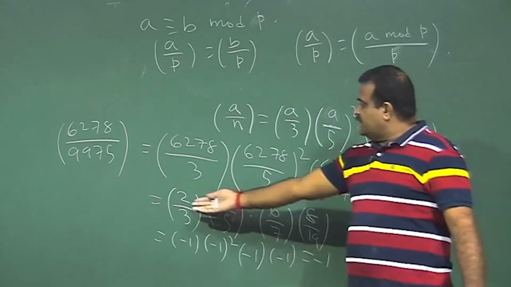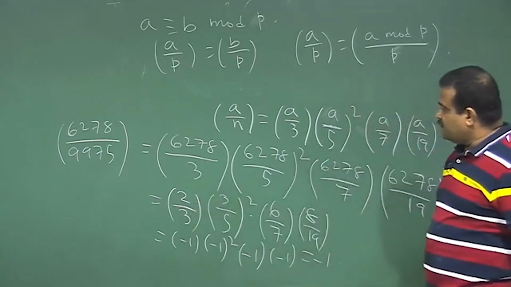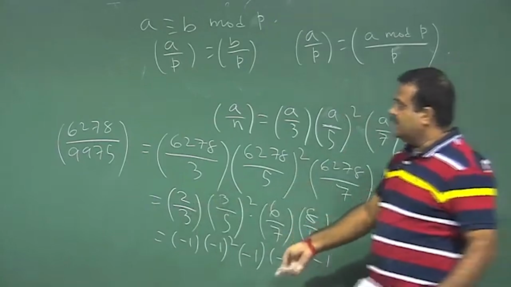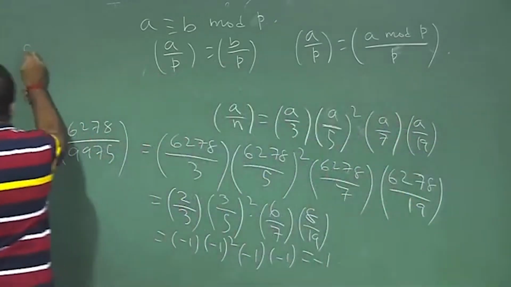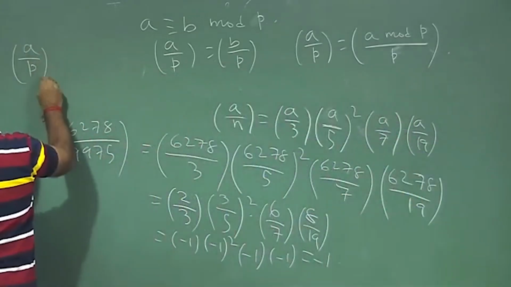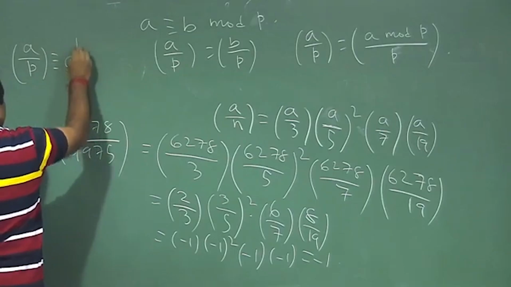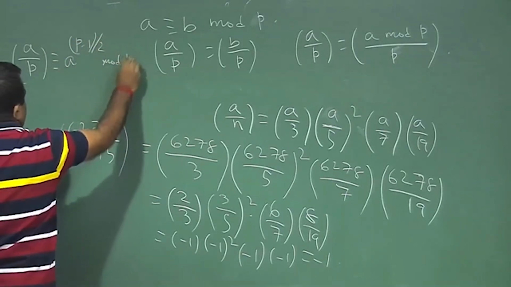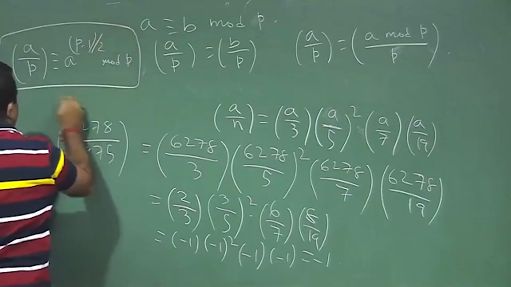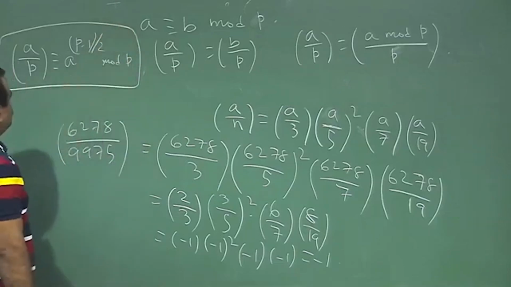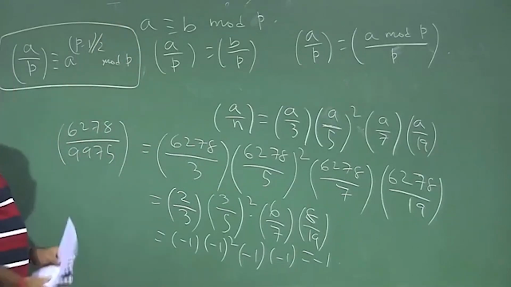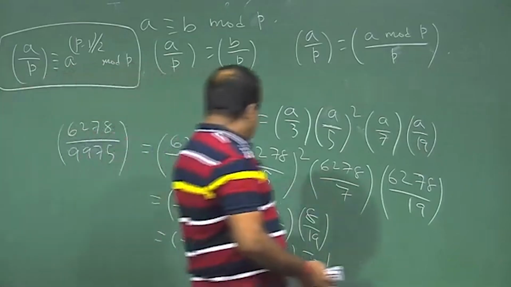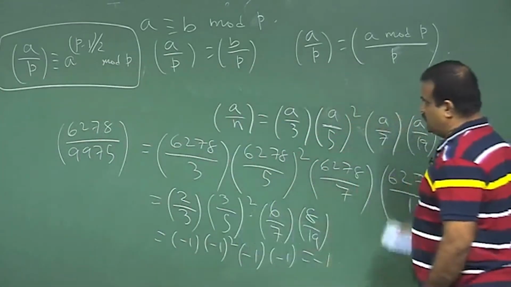This can also be calculated by Euler's theorem. Basically a by p is congruent to a to the power (p minus 1) by 2 mod p. Here p is prime. Okay, so one can calculate this.